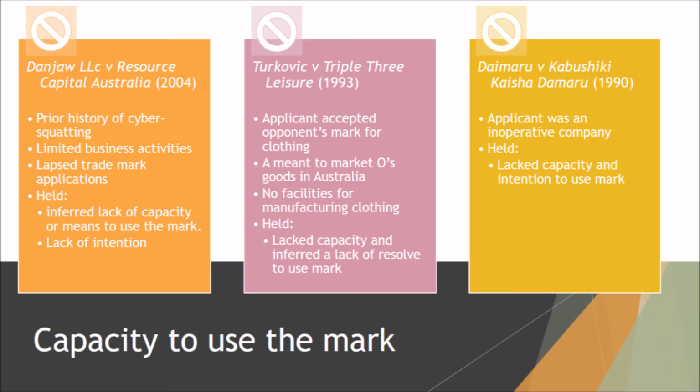Finally, the applicant's capacity to use the mark is relevant in drawing inferences as to intention. Adverse inferences have been drawn where an applicant was not operating and failed to provide evidence, had no capacity to trade in the relevant products, or was subject to a relevant contractual restraint. A lack of capacity will be enough to draw an adverse inference, such that the onus to prove intention to use the mark will be shifted.